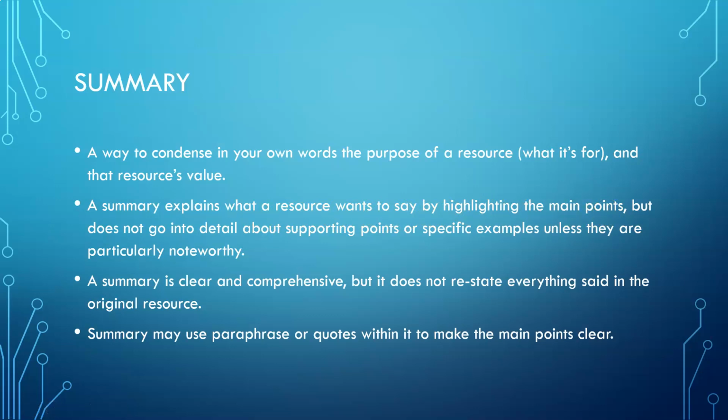Okay, and so you want to simply talk about the main points of a source while not going into detail about all the specific examples or the supporting points of that source. You're condensing it. So if you think about an article, for example, an article could be long. It could be 500, 1,000, 1,500 words. Your summary is going to be quite a bit shorter because all you're doing is highlighting the main points.